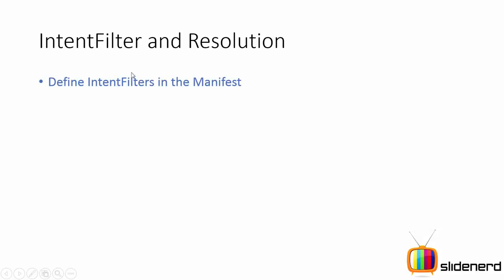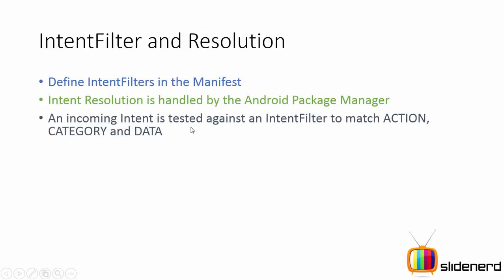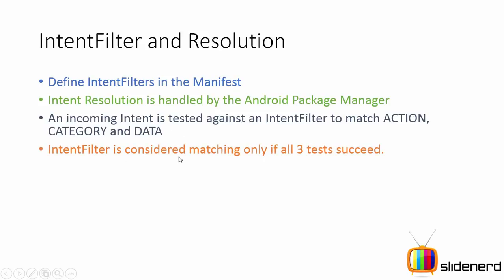First, define your intent filters in the manifest. Intent resolution is handled completely by your Android package manager. An incoming intent is tested against an intent filter to match action, category, and data, like I said in the diagram. And then the intent filter is considered matching only if all three tests succeed. Now this is very important.